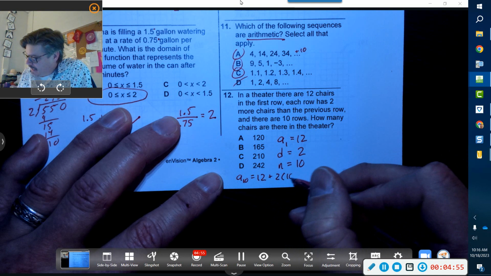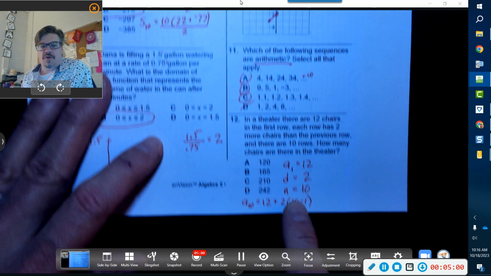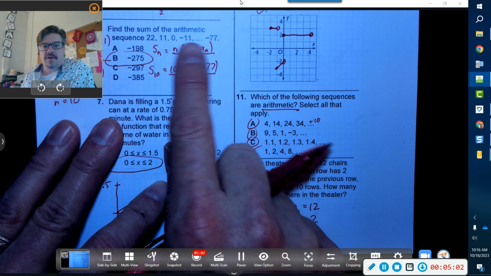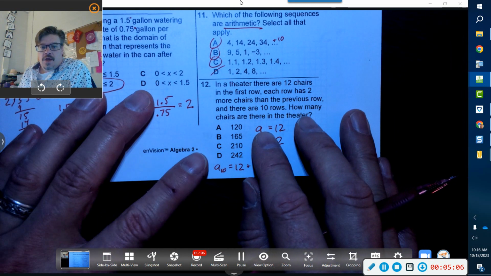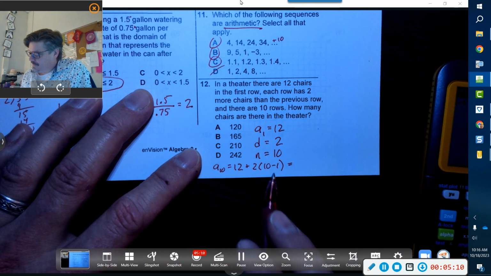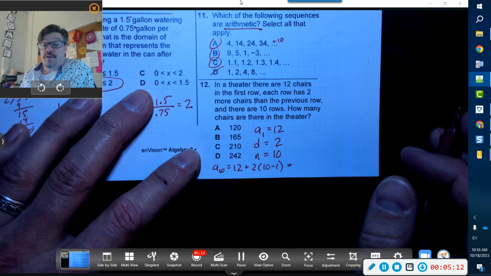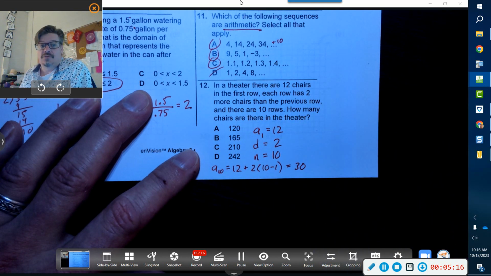Okay, I'm going to figure out how many chairs are in the 10th row, so I can use this formula right here, because this formula adds them up for me. Okay, so now let's figure out what that is. That's 2 times 9, 18, so it looks like there's 30. Okay, there are 30 chairs in the last row.